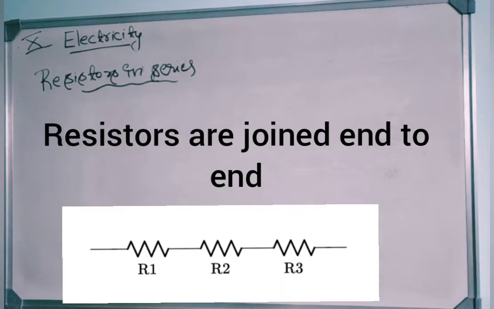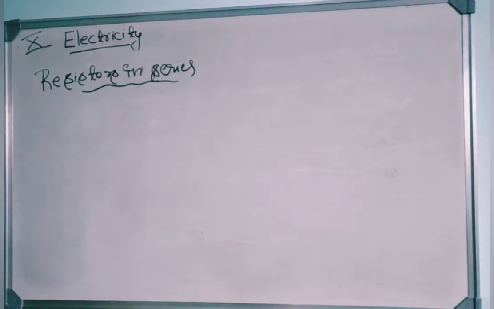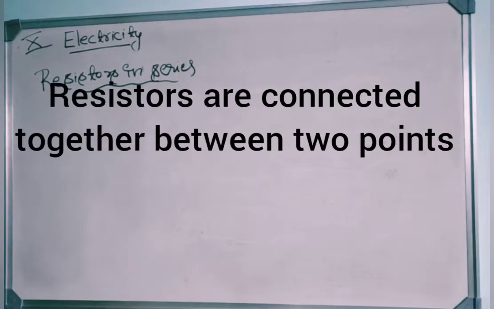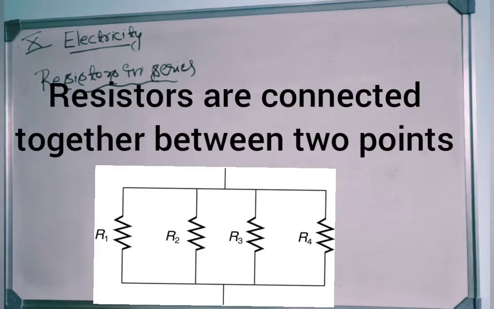So that is the definition of resistors in series. Now what about parallel? Here in an electric circuit, the resistors are connected between two terminals. Let me take them as X and Y. That means the resistors are connected between two points, and that is called a parallel connection.